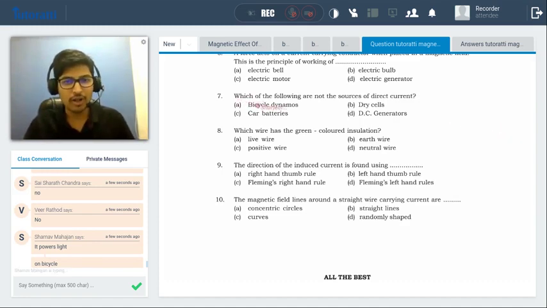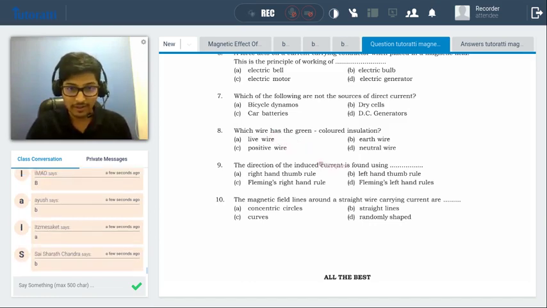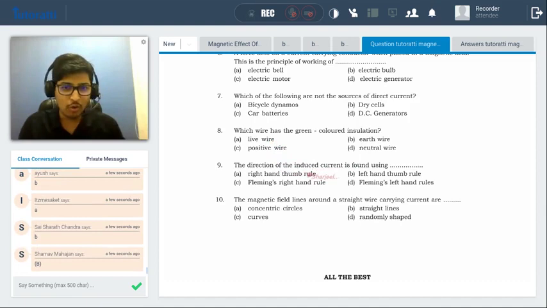Bicycle dynamo is the right answer. This is not a source of direct current. Which wire has green colored insulation? Come on, this one is an easy one. B. Earth wire. Excellent.